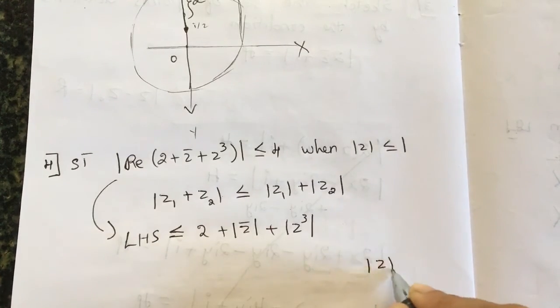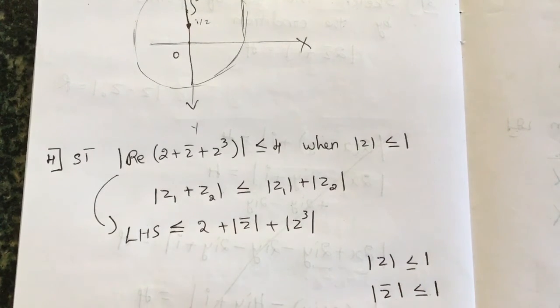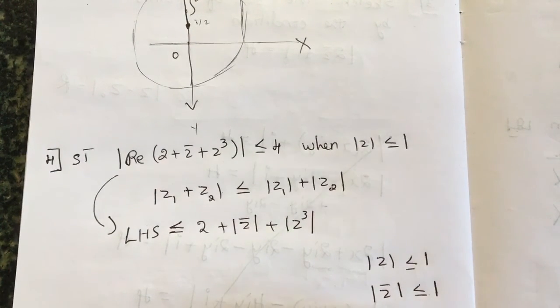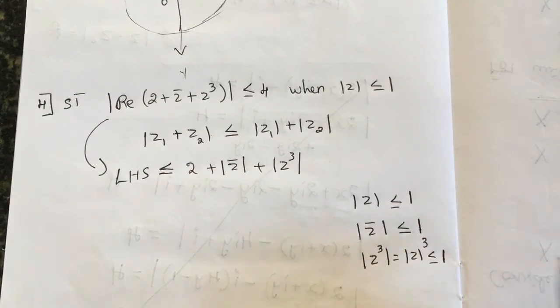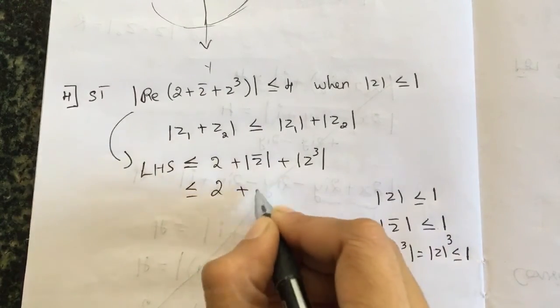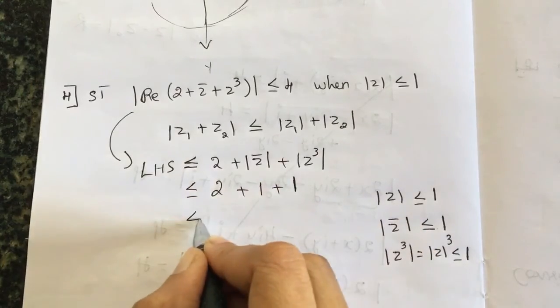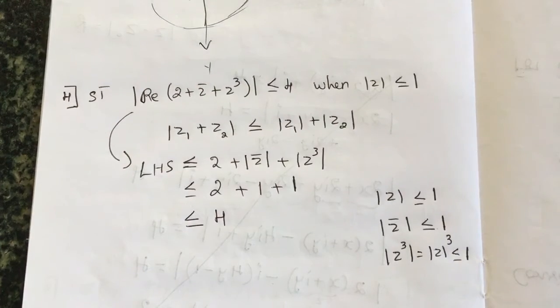When mod z is less than or equal to 1, of course its conjugate's mod will also be less than or equal to 1, and mod z cube is the same as mod z cubed, and since mod z itself is less than or equal to 1, this will also be less than or equal to 1 cubed, in the sense 1. Okay, so this will be less than or equal to 2 plus 1 plus 1, which is less than or equal to 4, which is the right hand side.